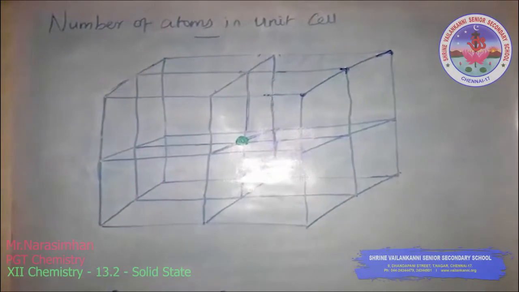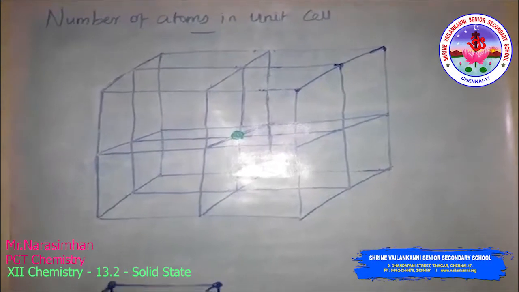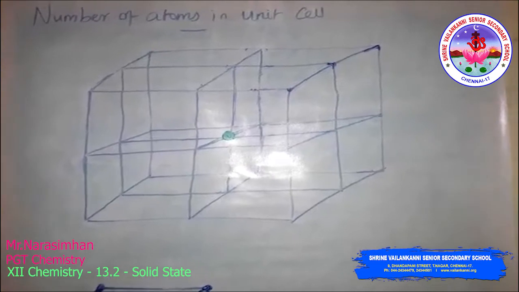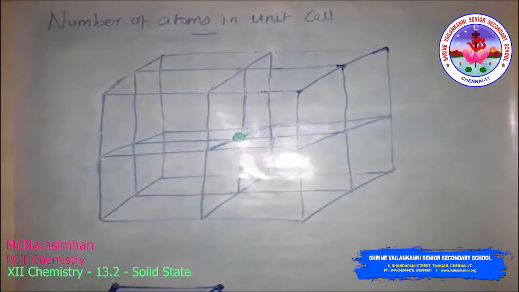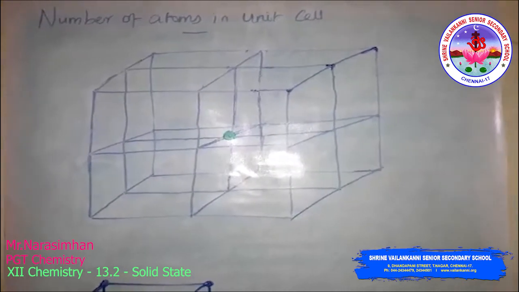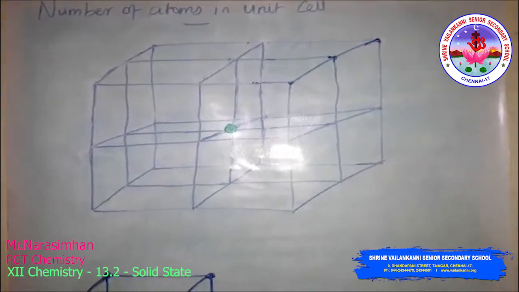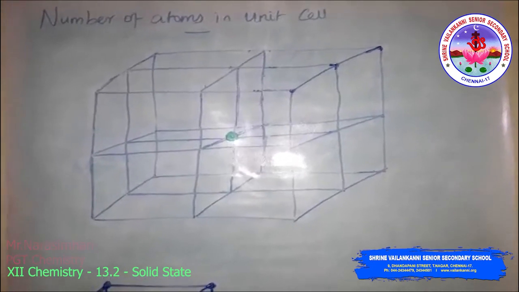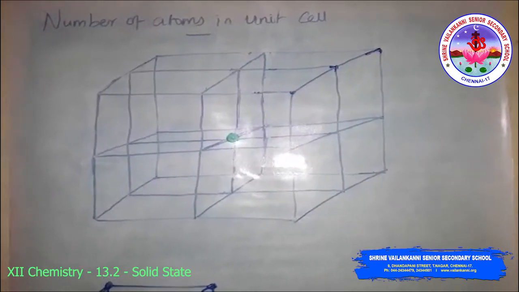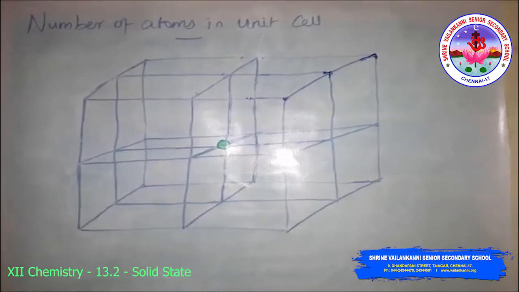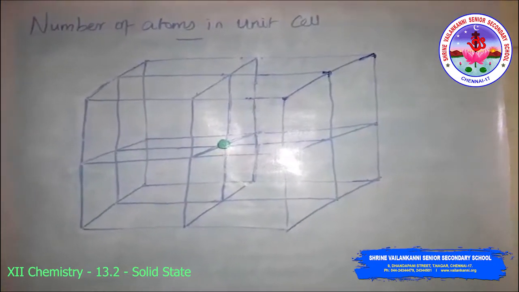Number of atoms in a unit cell. We know that any crystal lattice is made up of a very large number of unit cells, and every lattice point is occupied by one constituent particle, that is, an atom, molecule or ion. Now work out what portion of each particle belongs to a particular unit cell.